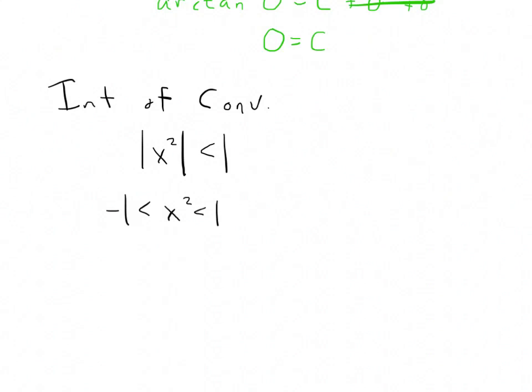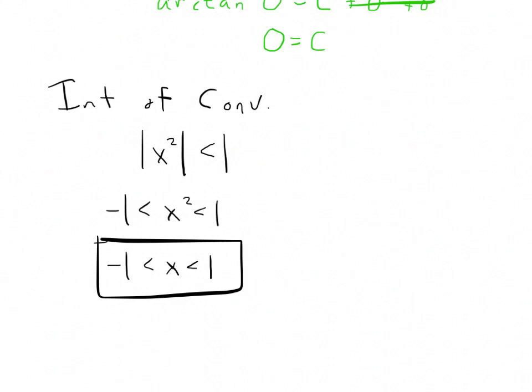And the short of that is that it happens when negative 1 is less than x is less than 1. So this is our interval of convergence for the power series that we just found. I have one more example of this one that I kind of want to let you guys try out. It might be a step harder than this, but we'll see what you do with it. You may find that it's just the same.